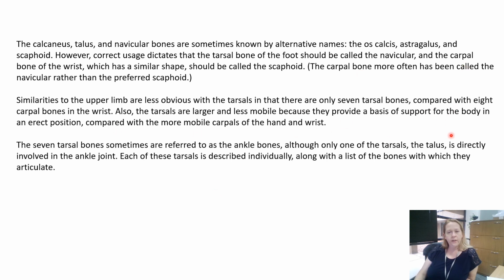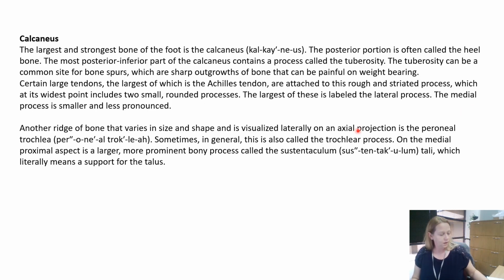There are only 7 tarsal bones in the foot as opposed to 8 carpal bones in the wrist. All of the tarsal bones are referred to as ankle bones. However, it is only the talus that is directly involved in the ankle joint, and we'll show you that. The calcaneus is the largest and the strongest bone in the foot. It's probably important.